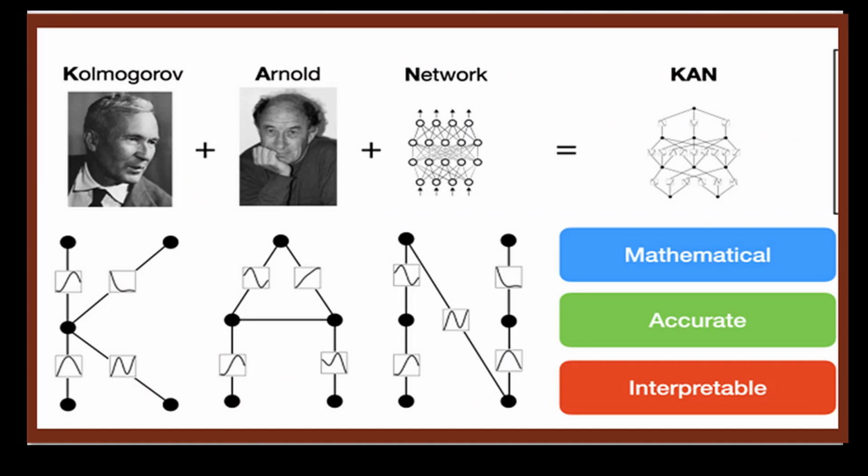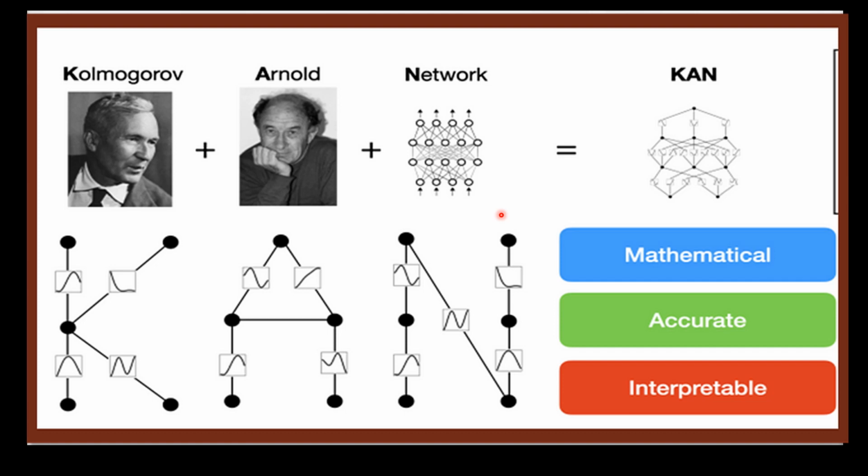Now, first of all, what is KAN? Basically, this KAN is a type of machine learning model which is inspired by a mathematical concept called the Kolmogorov-Arnold representation theorem. So, unlike the traditional multi-layer perceptron, which has a fixed activation function on each node, KAN replaces these fixed functions with learnable activation functions on each edge, or the connection between the nodes.